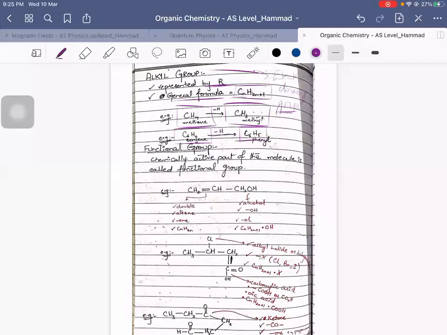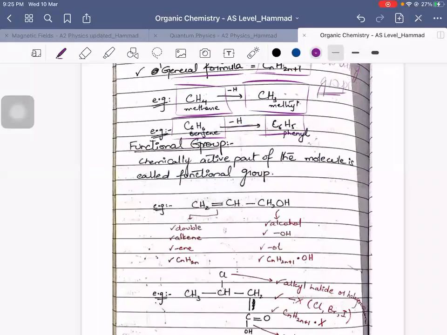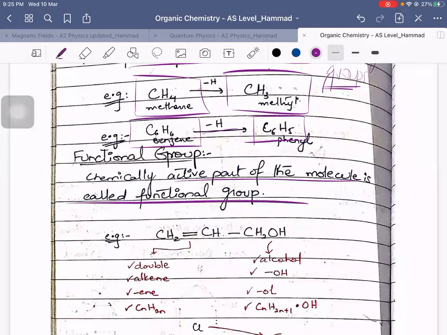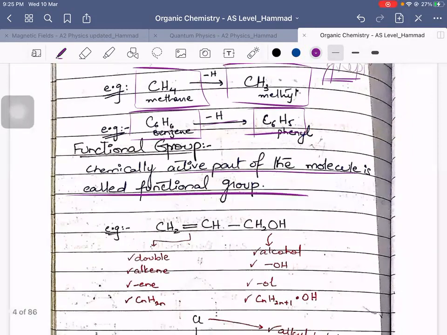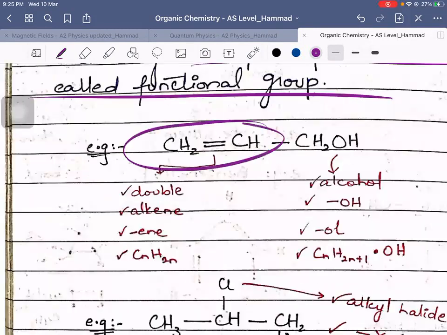Next comes the functional group. The chemically active part of the molecule is called a functional group. For example, if there's a carbon-carbon double bond, the double bond is the chemically active part, and that tells you that this belongs to the alkene functional group, right? And you know for a fact that it has a formula of CnH2n. From O levels, you know this.